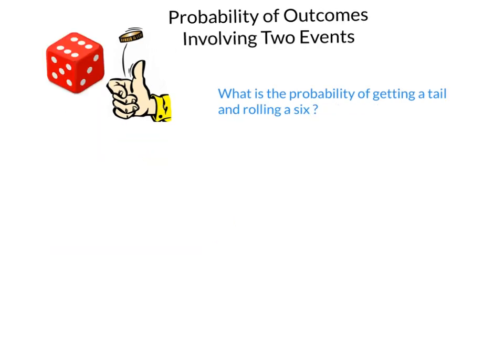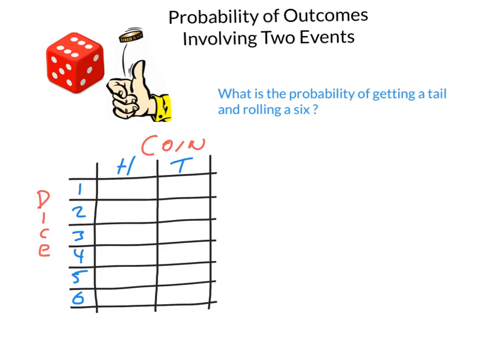This next question asks us to work out the probability of getting a tail when we flip a coin and a 6 when we roll a dice. And it's a good idea to start off again with a space diagram. So here's the space diagram with the options for the dice 1 to 6 and the options for the coin heads and tails. And now we'll just fill in our possibilities.